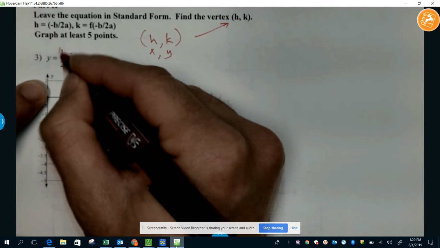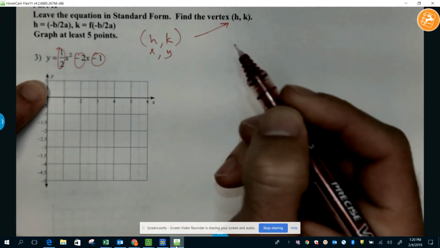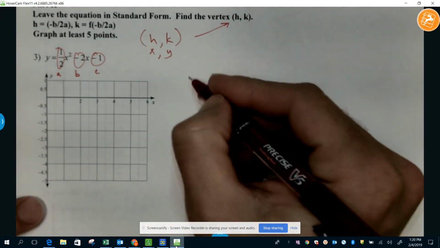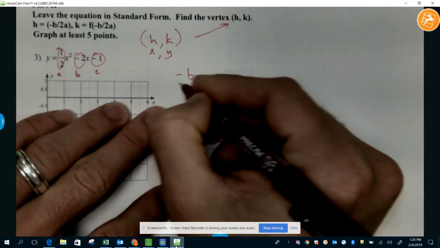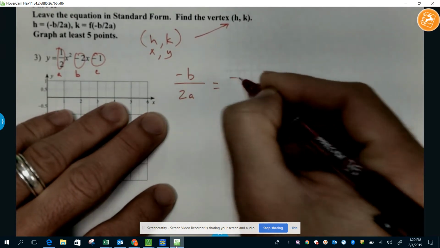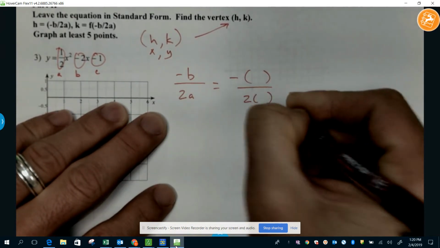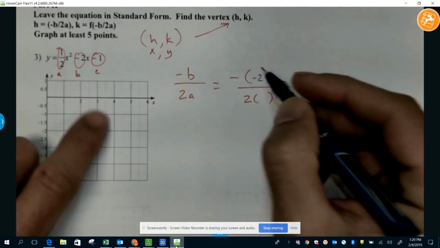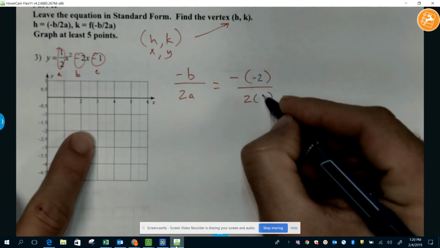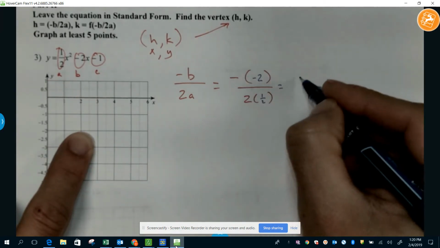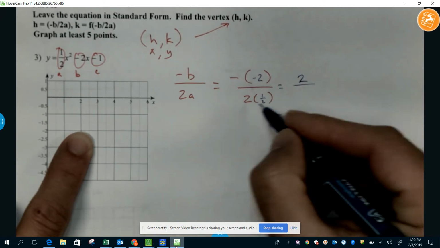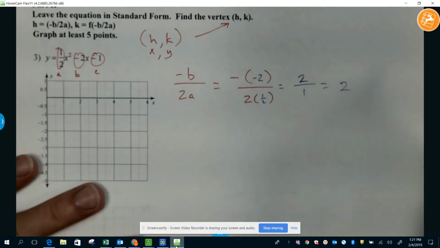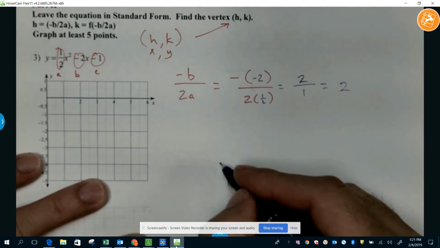Remember, we need to identify these guys. A, b, c. The a is a half. The b is a -2. The c, my constant, is a 1. So if you rewrite this formula, -b divided by 2a, use parentheses. For us, -b, the b value is a -2, and then over 2 times a. A is a half. Negative times -2 is +2. And 2 times a half is just 1. So 2 divided by 1 is just 2. That is your h value of your vertex.